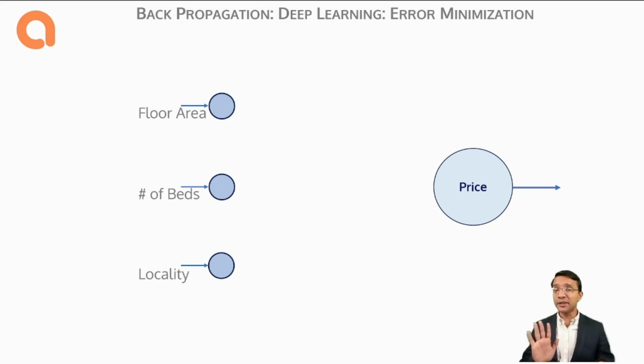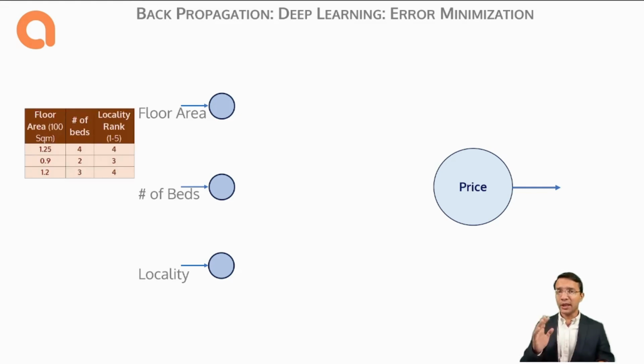So we have this neural network and we are going to train it now with, say, just 3 properties for the sake of convenience, and 3 input parameters of each property, say floor area, number of bedrooms and locality rank, and the output parameter, which is the price. So our neural network is now going to learn the pattern of how the price actually depends on floor area, number of bedrooms and locality rank.